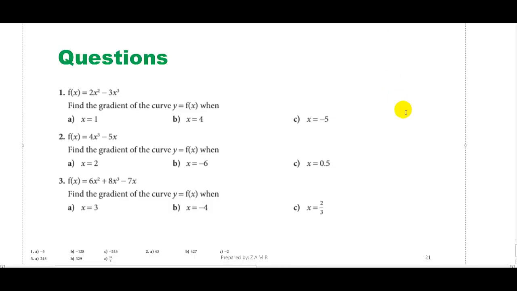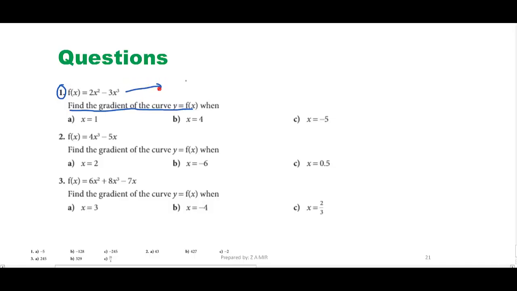Okay, so let's do one practice question, and let me use question 1. I think question 1 is okay. Yes, it's a simple question. I prefer this one. So I am doing it directly first. Find the gradient of the curve. To find the gradient first I have to differentiate.